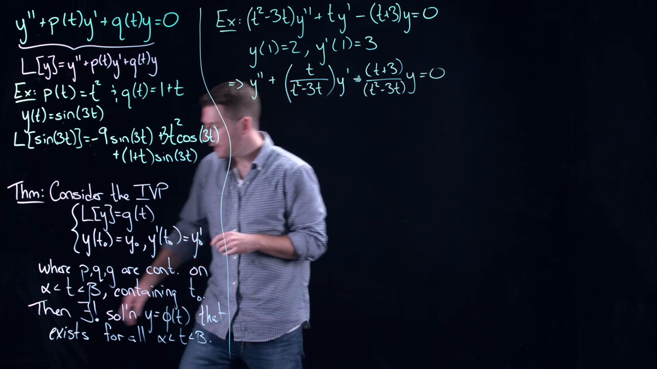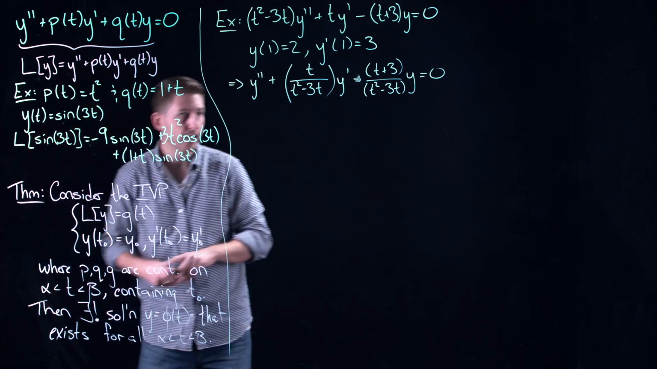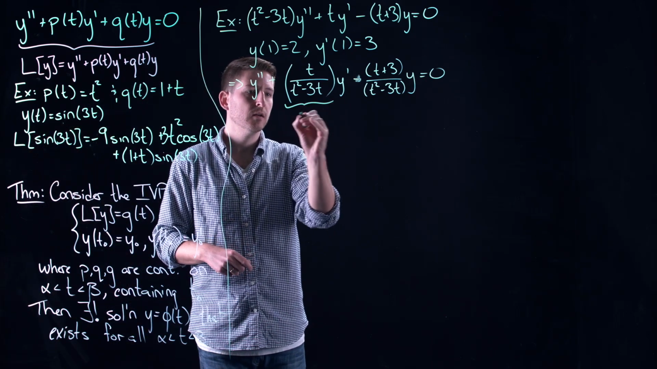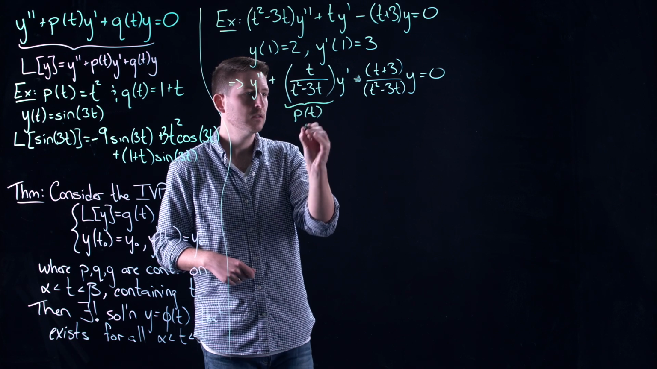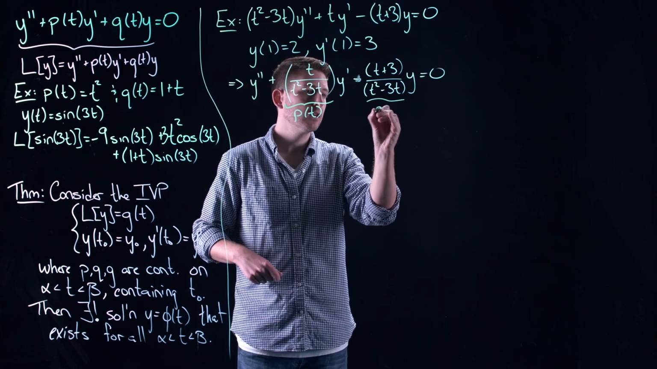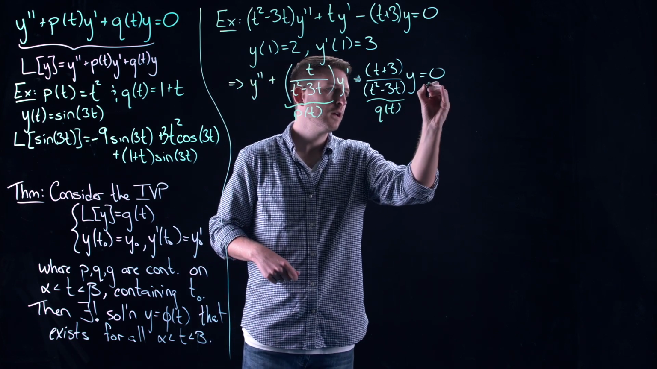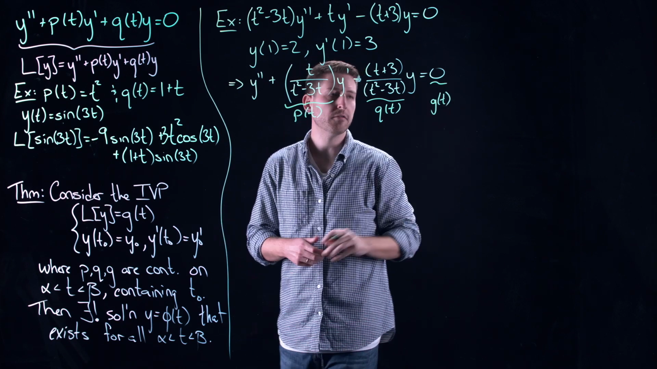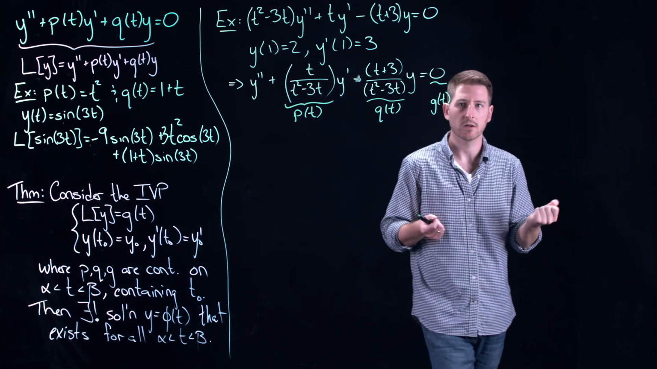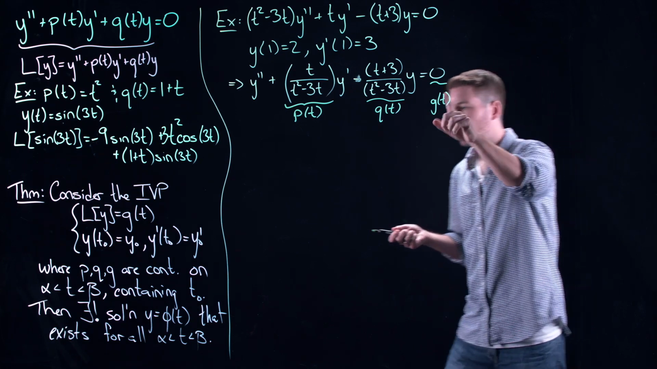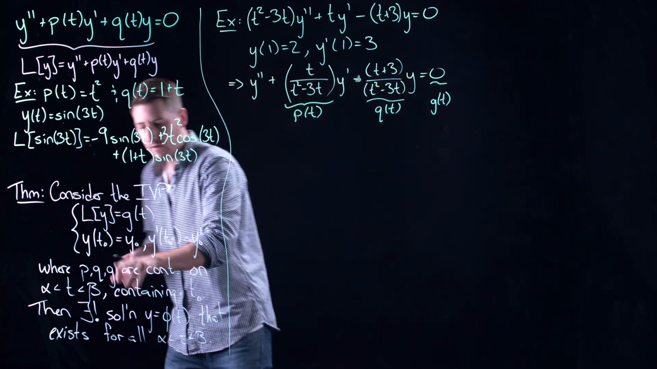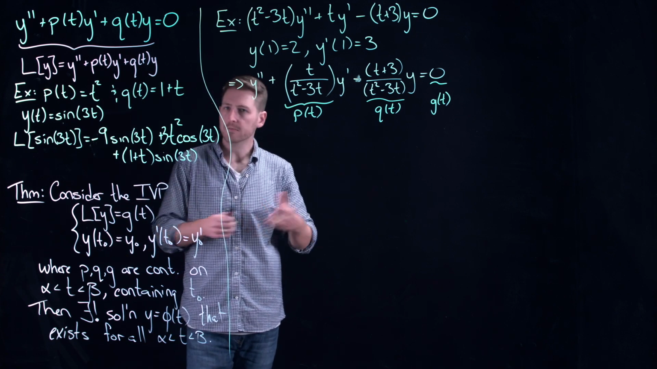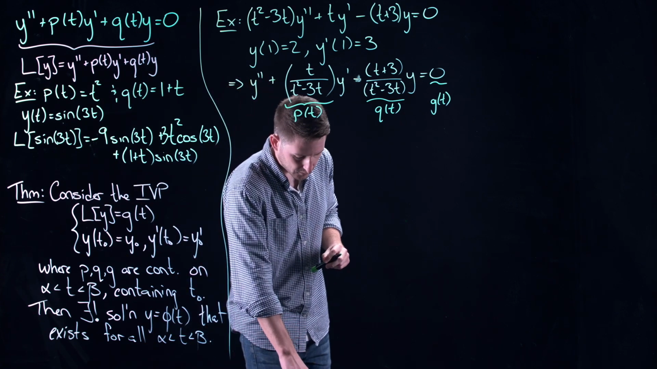Now you can see that I have it written in the correct form. I've got p of t right here. I've got q of t right here. And I actually have a homogeneous equation, but I still have g of t is just equal to 0 here. So the nice thing is that's one less condition for me to check, right? My g is 0, continuous everywhere, nothing interesting to really talk about.